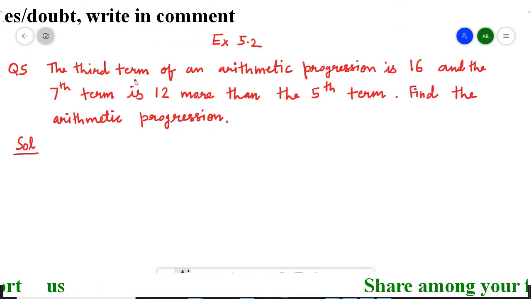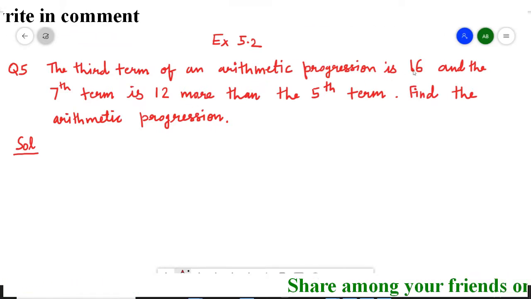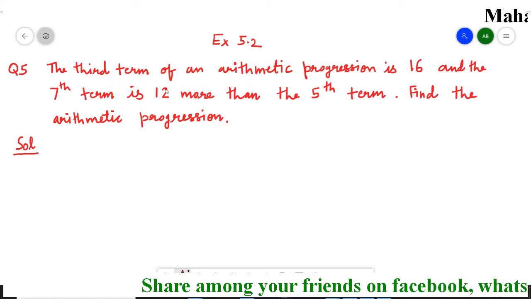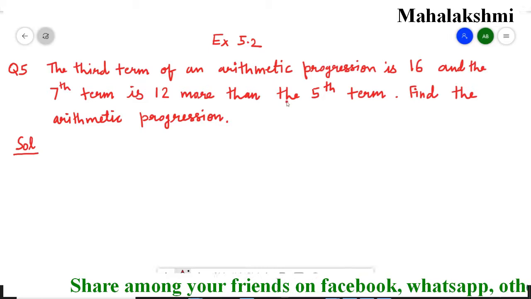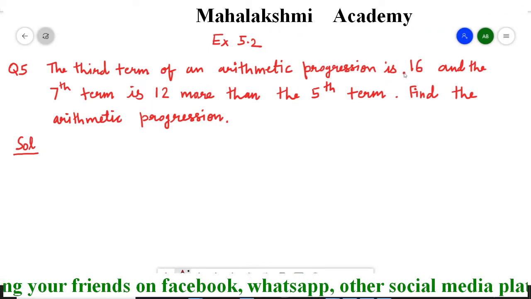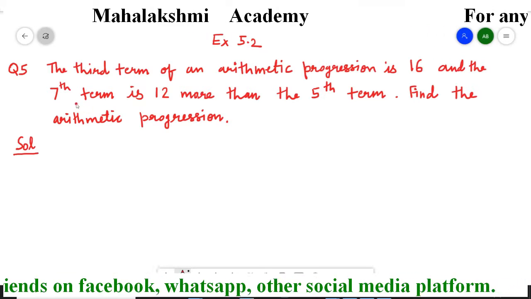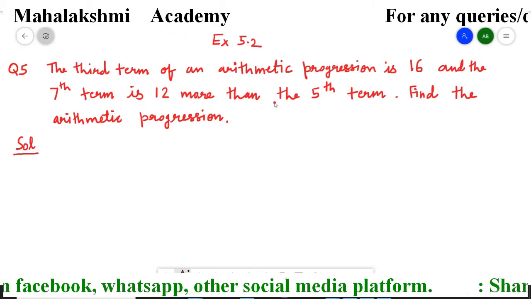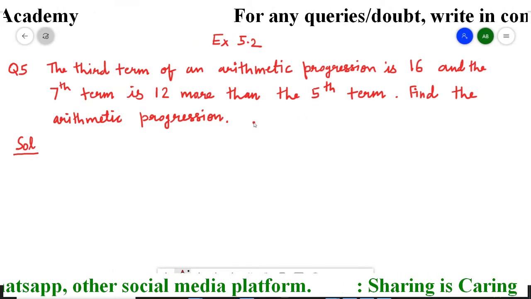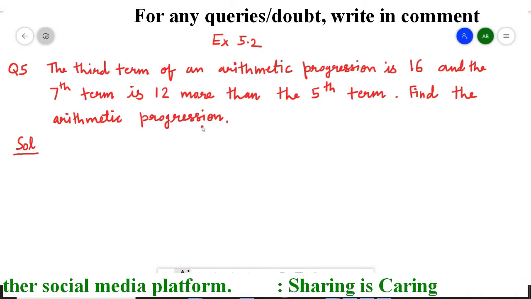So here the third term of the arithmetic progression is 16, given to us. So 16 is A3, and the seventh term is 12 more than the fifth term. So there are two pieces of information. The first is that the third term is 16, and the second is that the seventh term is 12 more than the fifth term. By using these two pieces of information we have to find the arithmetic progression.